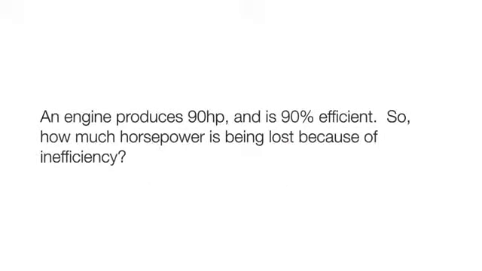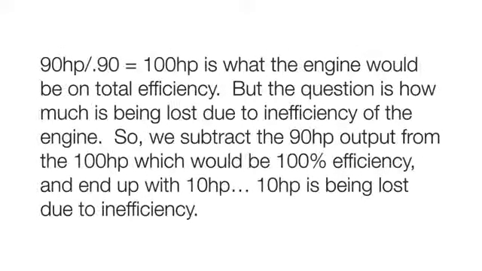An engine produces 90 horsepower and is 90% efficient. So how much horsepower is being lost because of inefficiency? Remember, the output is placed over the efficiency. 90 horsepower over 0.9 in this case. That's equal to 100 horsepower, and that is what the engine would be at total efficiency.